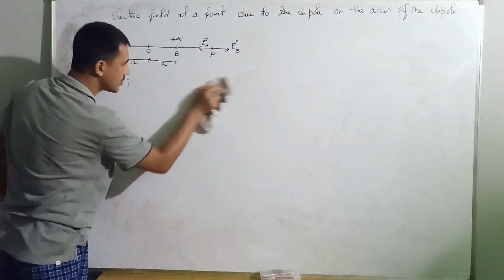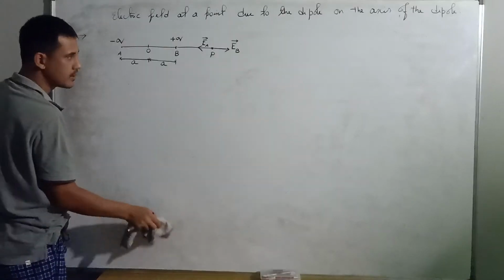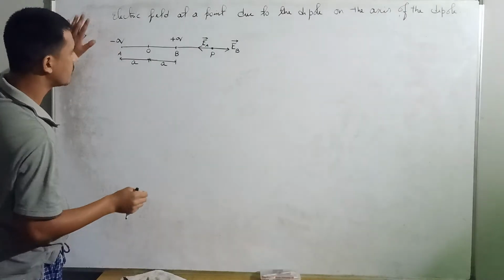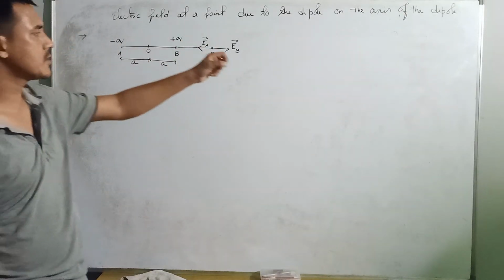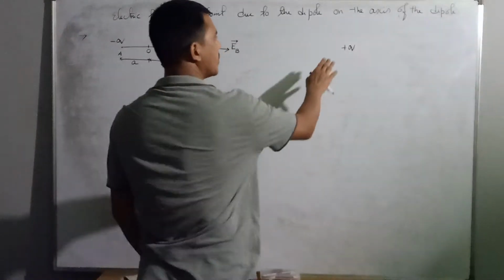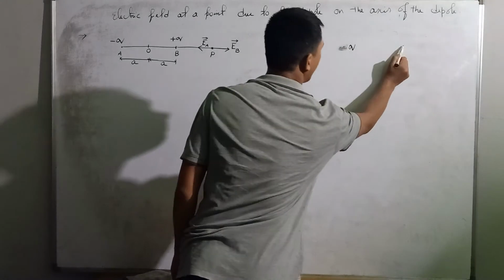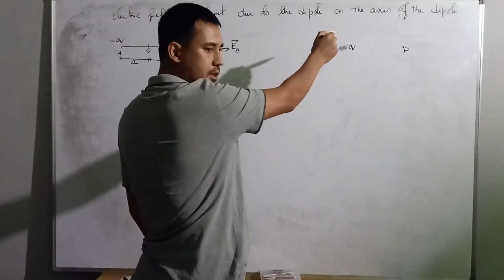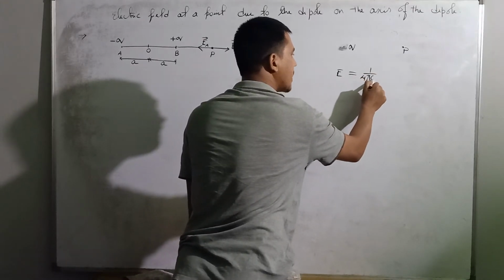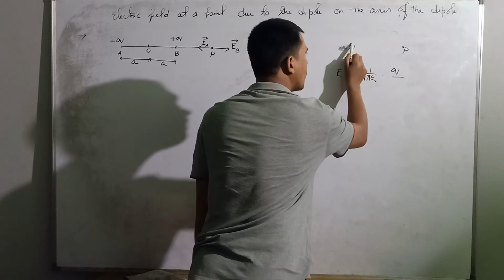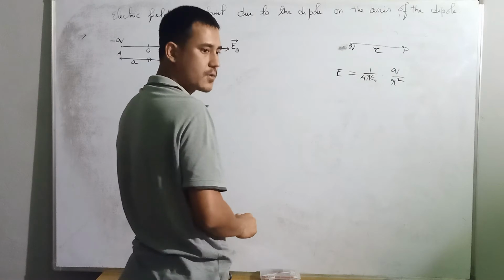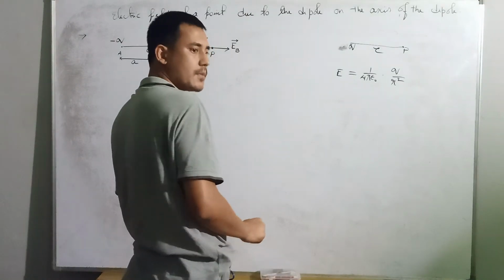We will introduce the dipole moment at the last, that's all. You already know the electric field at any point due to a charge Q. It is given by 1 by 4 pi epsilon naught into Q upon the square of the distance. Suppose this distance is R, then R squared. So I'm going to use this concept.